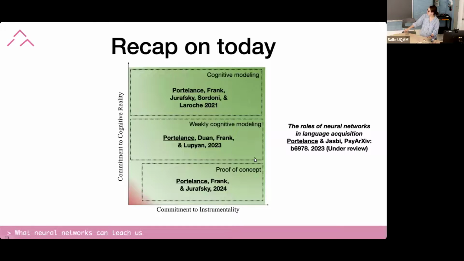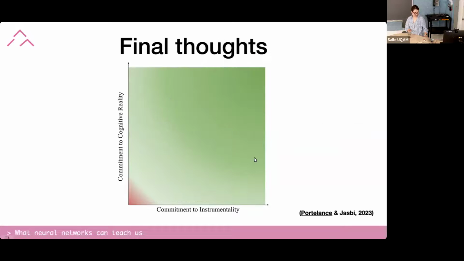If you're interested in finding some more really interesting work on using neural networks in different ways to study language acquisition, at least these more contemporary approaches, I encourage you to check out our piece where we lay out this framework for thinking about modeling, and then also review all the really cool up and coming work that's been coming out in the last couple of years. So check it out. And finally, some final thoughts about all of this.